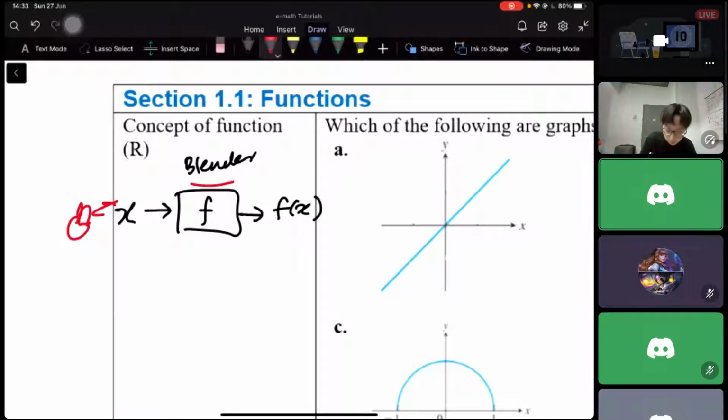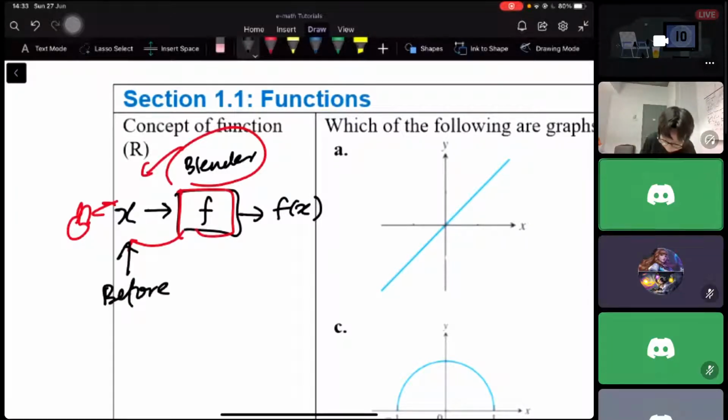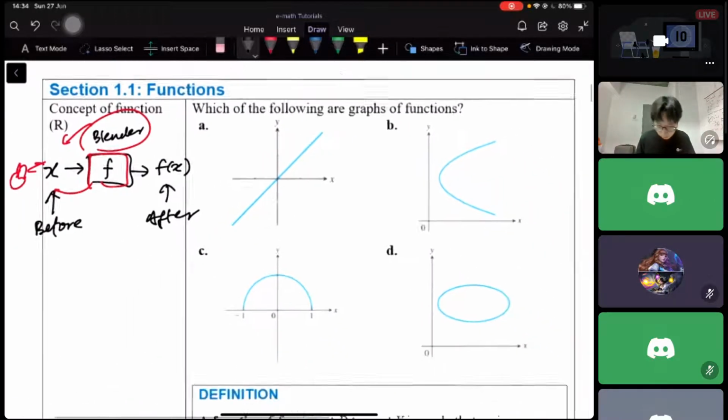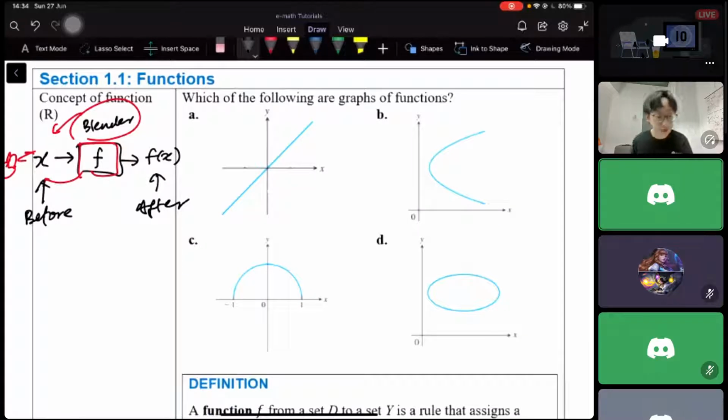So this blender will always do the same thing to whatever you put into it. You put in a human, you get human juice or whatever. You put in a chicken, you get chicken juice or whatever. So this is the concept of function. It's like a machine that will do the same thing, but you may have different outputs for whatever you put into the machine. Basically it's like your before and after. Before it's x, and after that you write it as f of x.